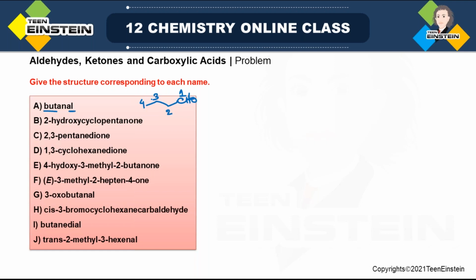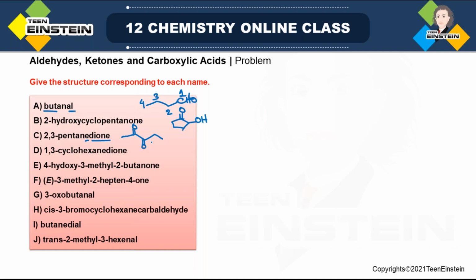Compound B, 2-hydroxy cyclopentanone. Cyclopentanone, that means cyclic structure will be there. And with respect to keto group, at 2 position there is OH. 2,3-pentanedione. Pentane, see here as it is dione, 2 keto group at 2 and 3 position. So E is not omitted, E is still there. So pentane means 5 carbon chain, 1, 2, 3, 4, 5. 2 position, 3 position, there is keto group.